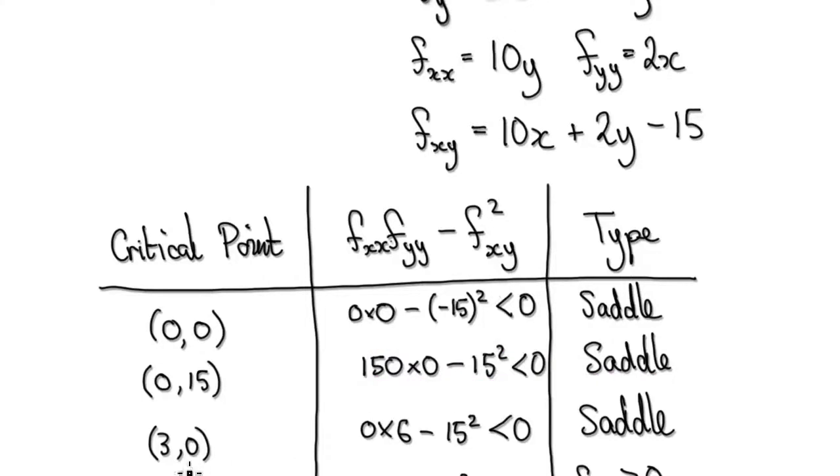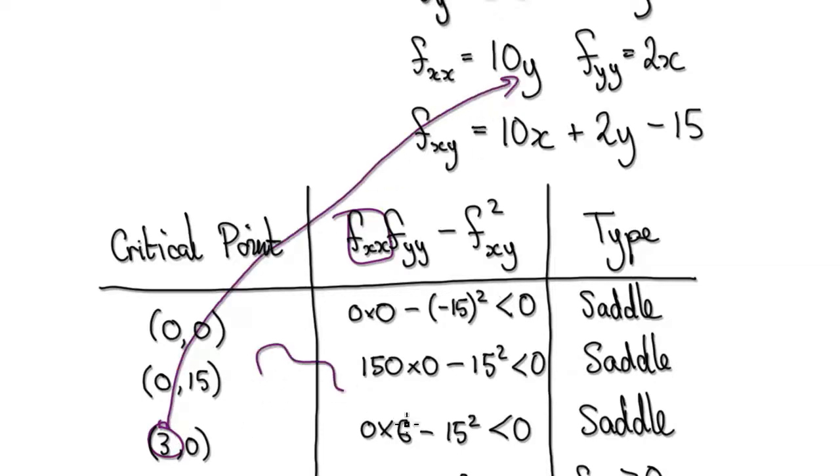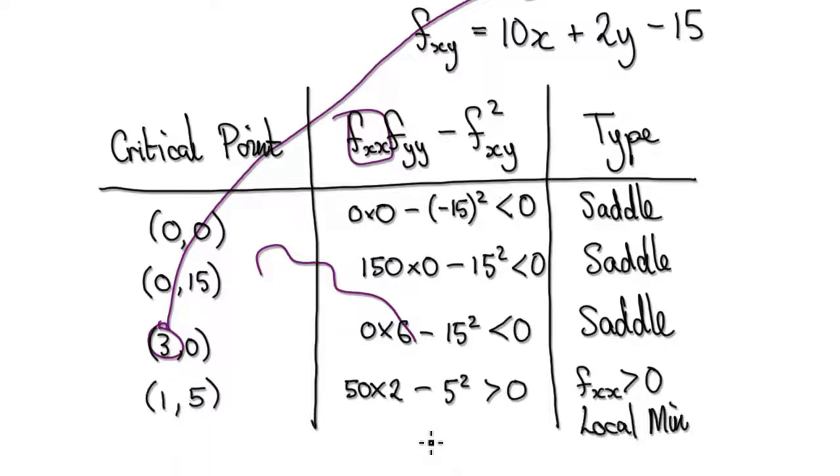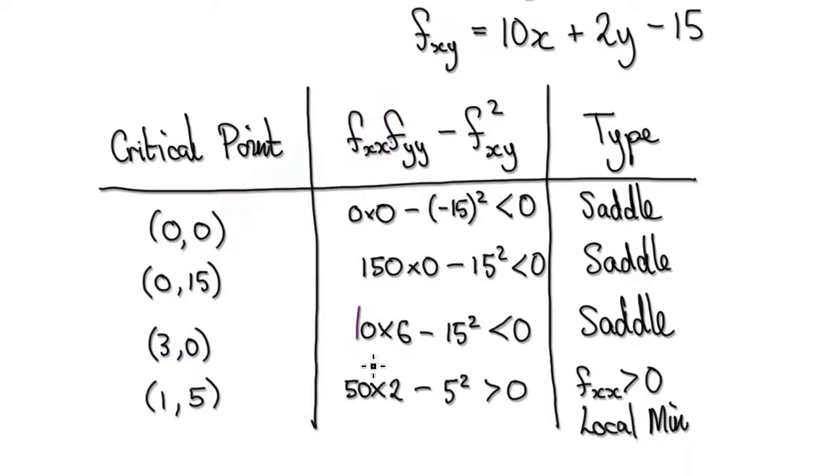So now let's look at the critical point (3, 0). Looking at fxx, it would be this thing here, and so on. It will then give you this thing here. It will be less than 0. So it's going to be a saddle point.